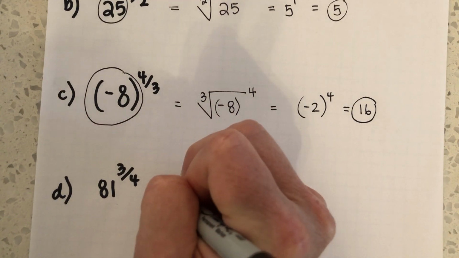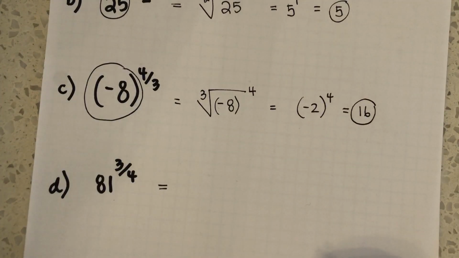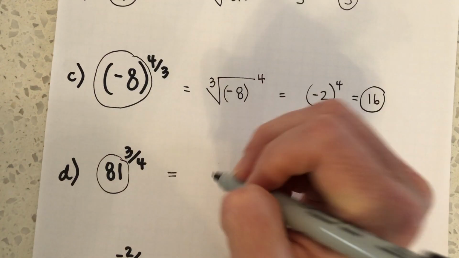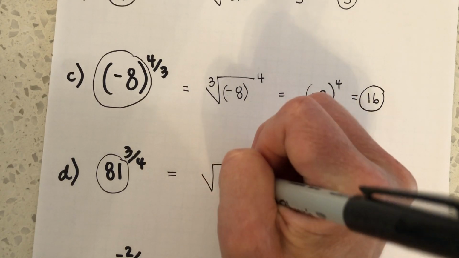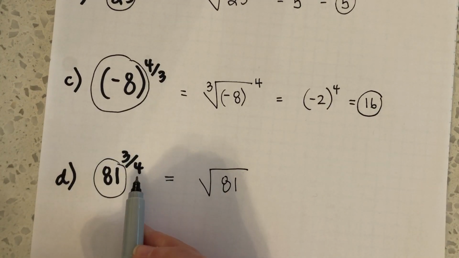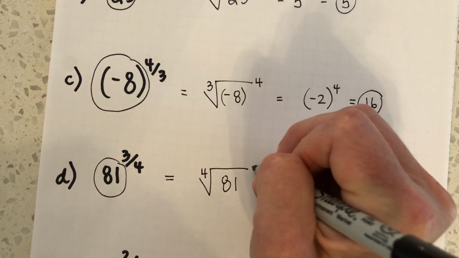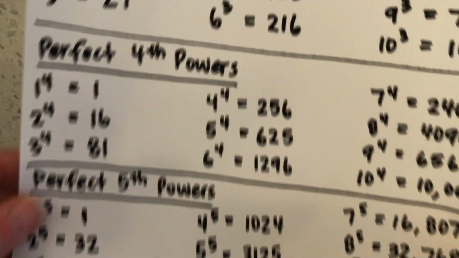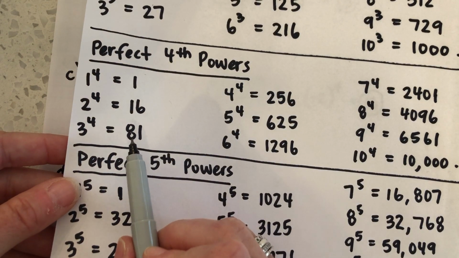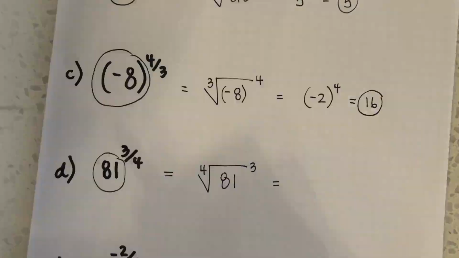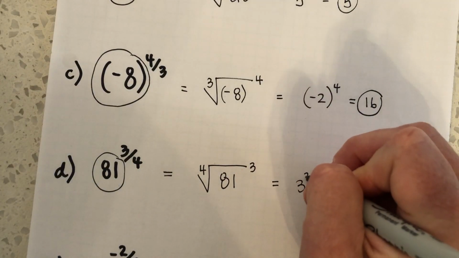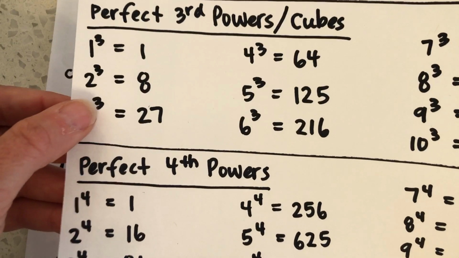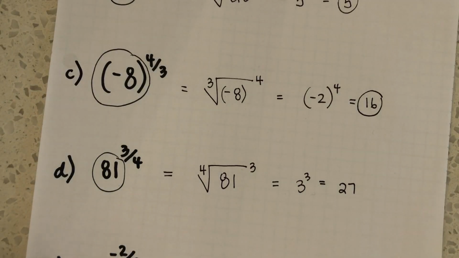All right, now look at this one. 81 to the 3/4 power. So take who the exponent is on, 81, throw it under a radical, and we're going to split this up into a power over a root. So it'll be a root of 4 raised to a power of 3. So what's the 4th root of 81? Again, you can use my list I'm going to send you. Go to your 4th powers, find 81. The 4th root of 81 is 3. And then 3 to the 3rd power is 27. And you could either go to your list, 3 to the 3rd is 27, or you can use your calculator.